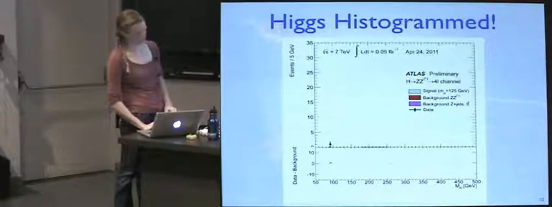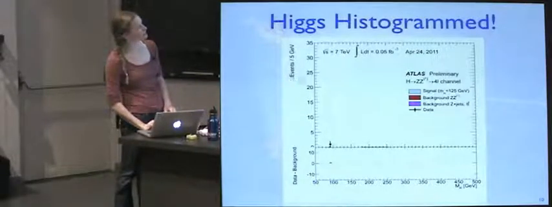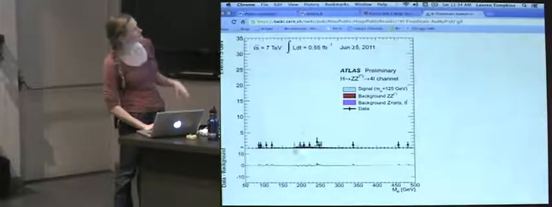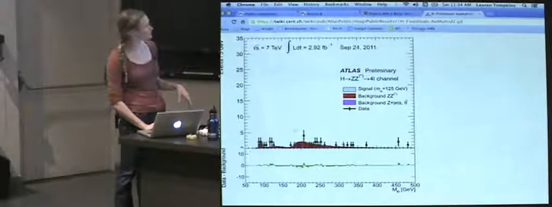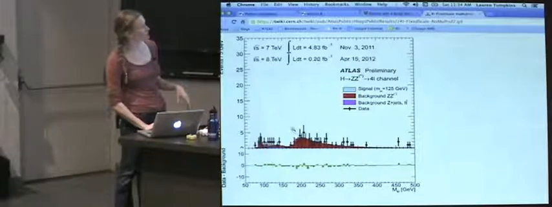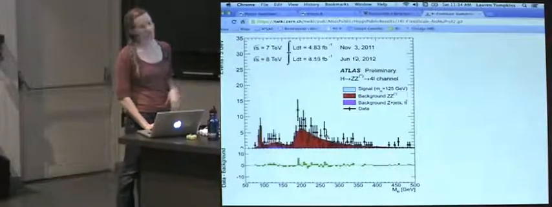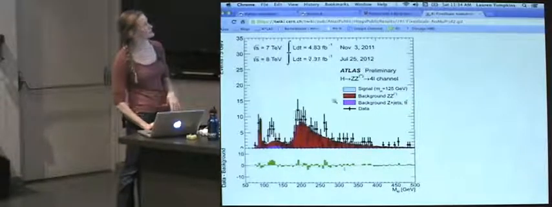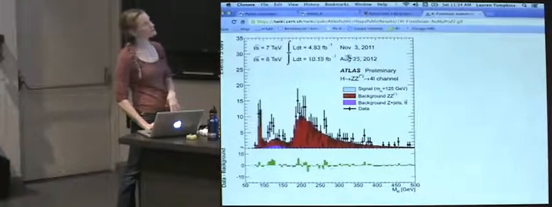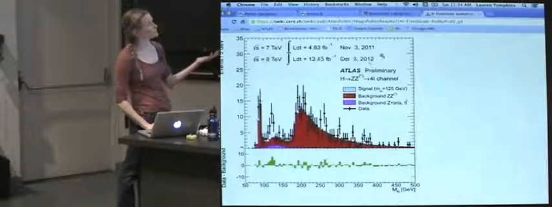So I think if I can get my cursor over there. Unfortunately, my new program doesn't do this so well. What we're seeing here is the data. The black points are our data, like the histogram we did. And the red is our simulation, our expectation from simulation. And this is over time, from 2011 through the end of the run.